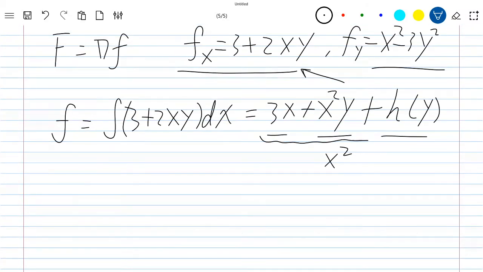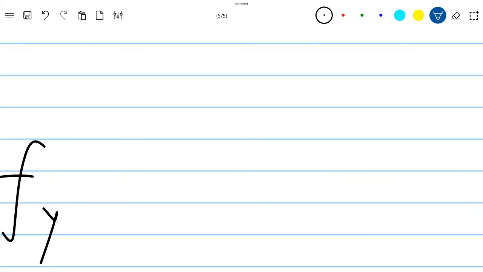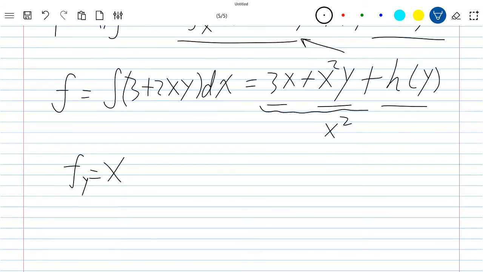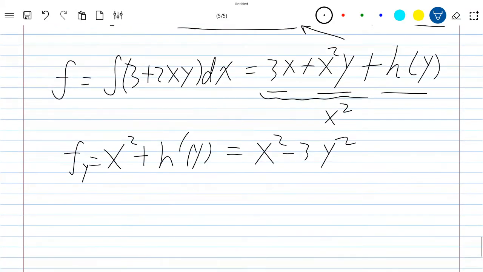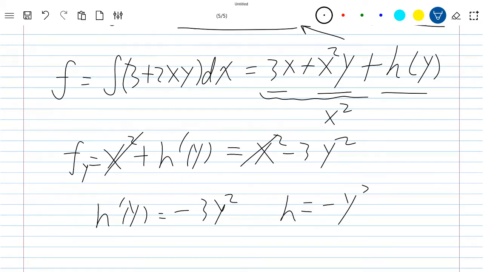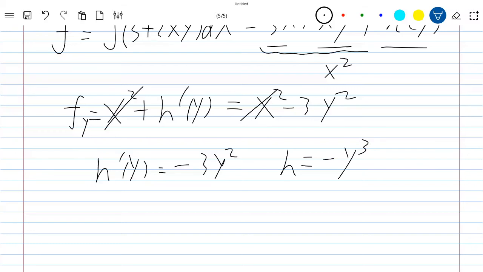So let's take its y derivative. You get x squared plus h prime of y, and that must be equal to this. You can see the x squared cancels, so h prime of y equals negative 3y squared. And what is h? h equals negative y cubed. Well, you can add a plus c there, but it's not necessary because we only need to find one of them. So that means we can write down f now.